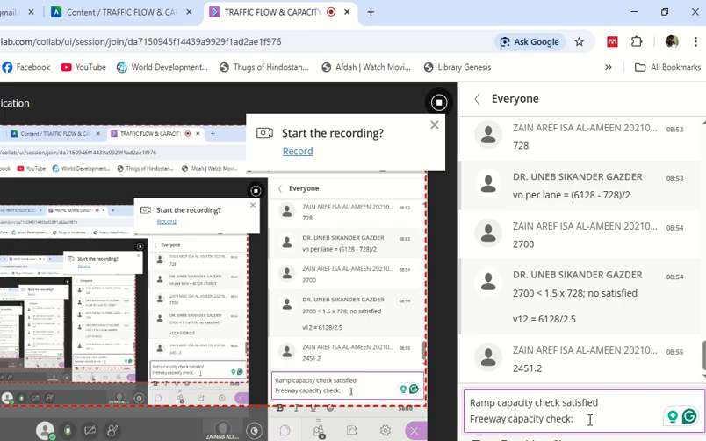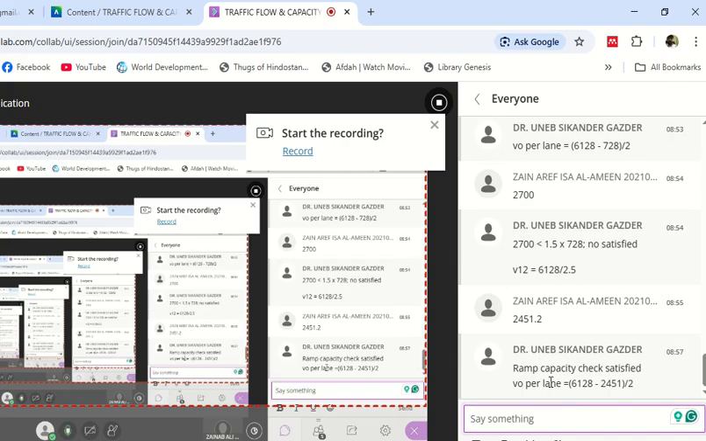I need to see how much will be the outer lane volume. So outer lane per lane. Before I perform this check, I need to find out the outer lane per lane with this 2451 here. So total was 6128 minus 2451 divided by 2. How much is that?